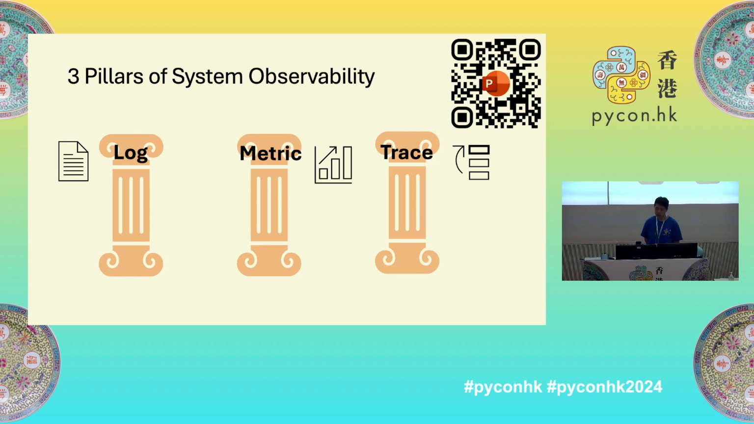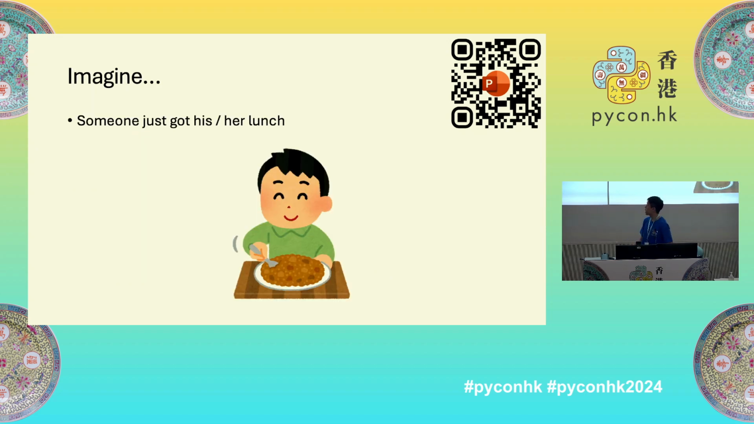In today's world, we always talk about the 3 pillars of system observability. The first one is the log, the second is metric, and the third one is trace. By their names, I think you might be quite confused about what they actually mean. So let's imagine the following situation: someone just got his or her lunch, and you see that guy happily eating his fried rice.